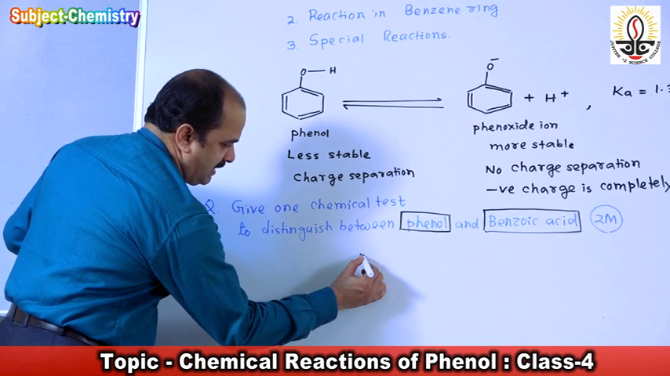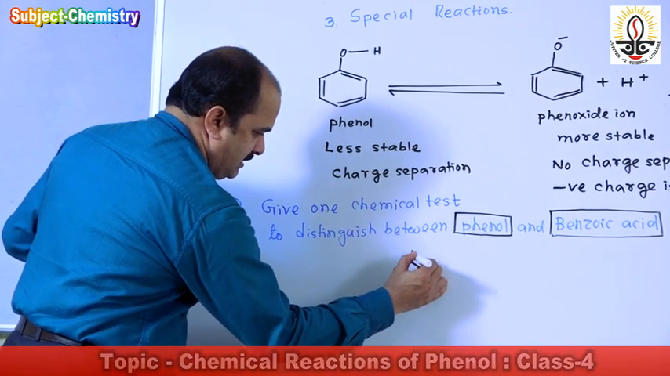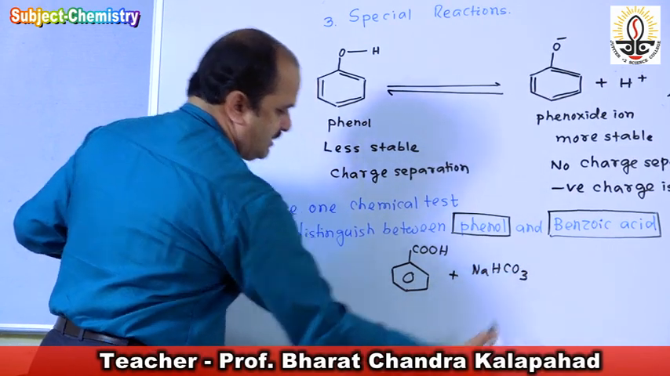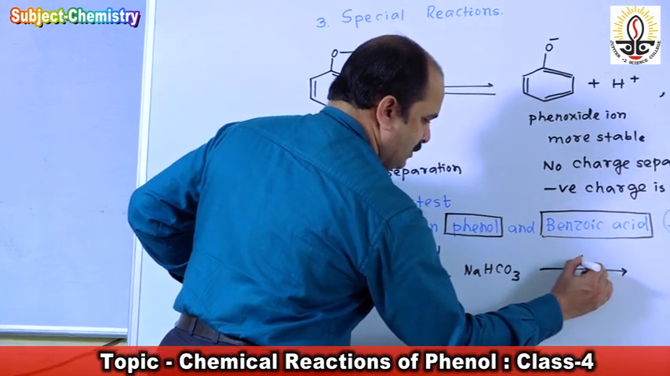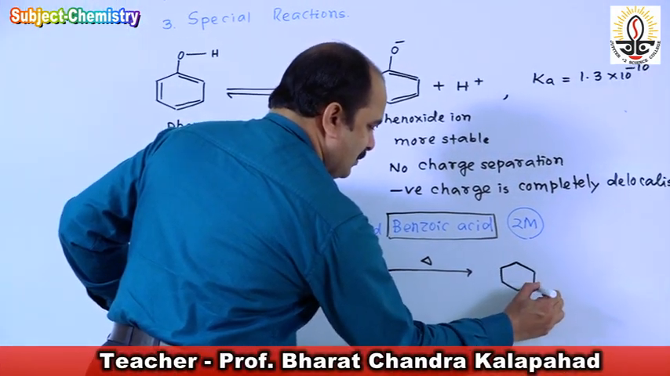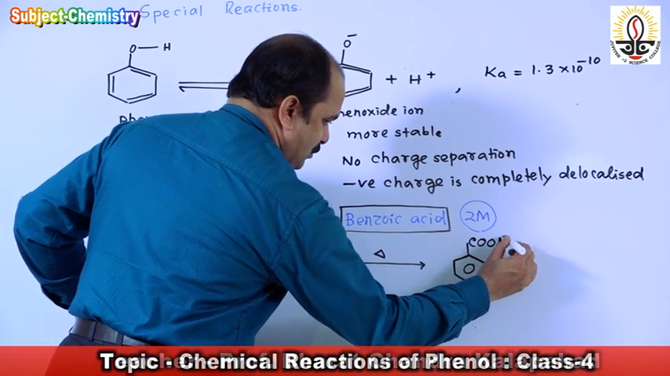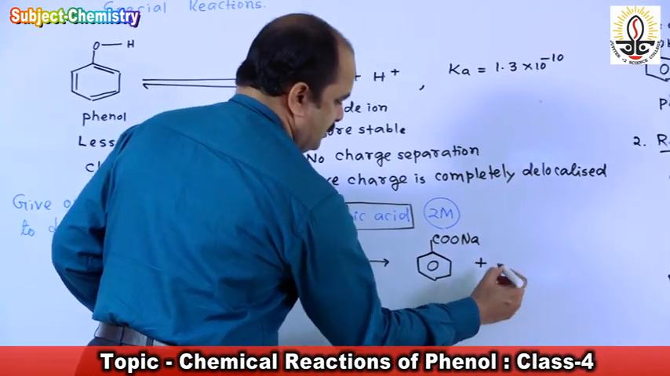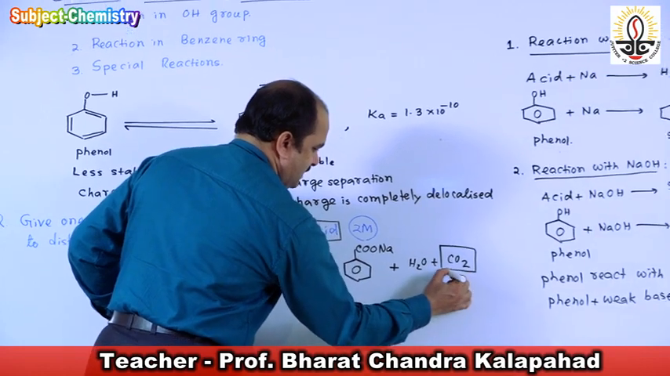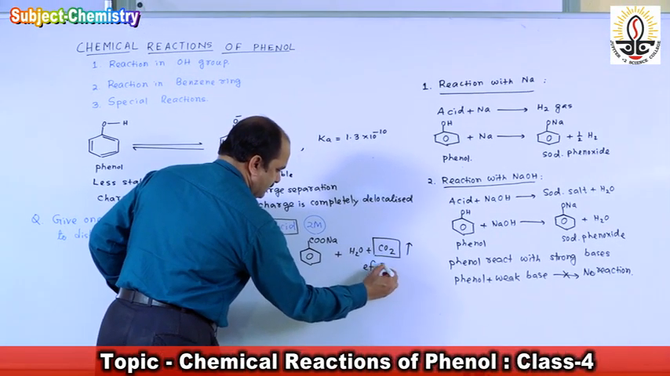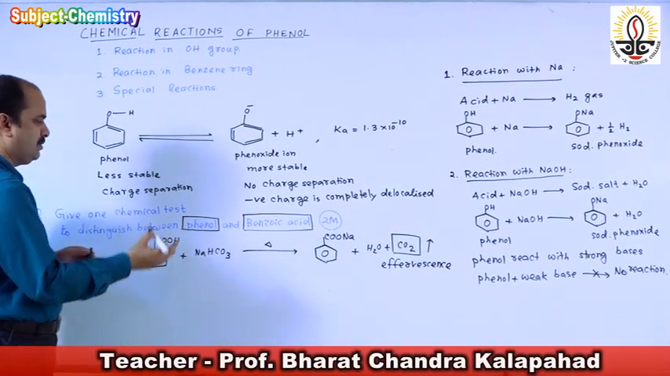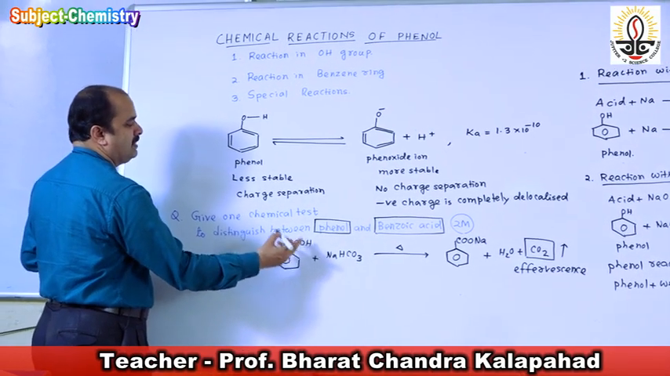So we can distinguish them. When benzoic acid reacts with sodium bicarbonate or sodium carbonate, we get sodium benzoate, the sodium salt of benzoic acid, plus H2O plus CO2. Carbon dioxide is liberated. It is called effervescence. Effervescence takes place due to the formation of CO2, which indicates this compound has a COOH group.